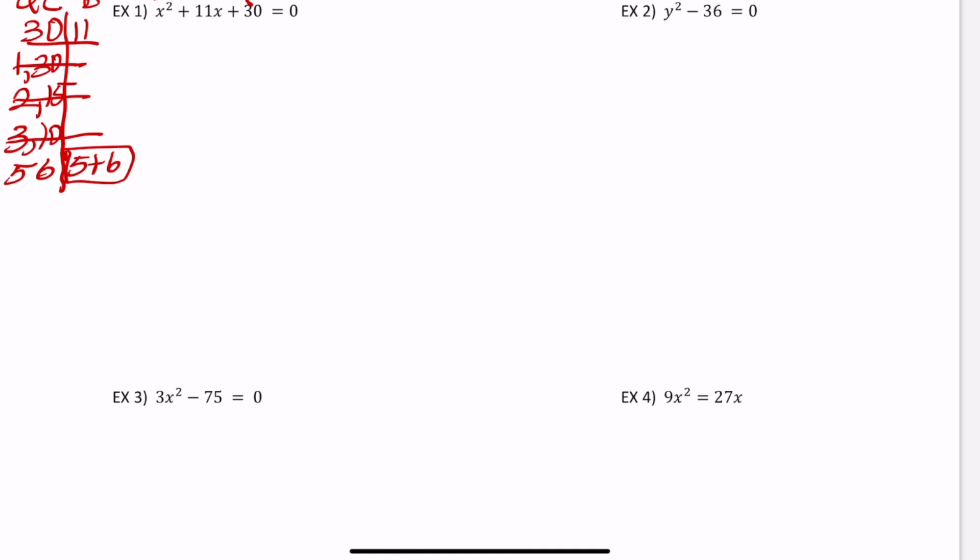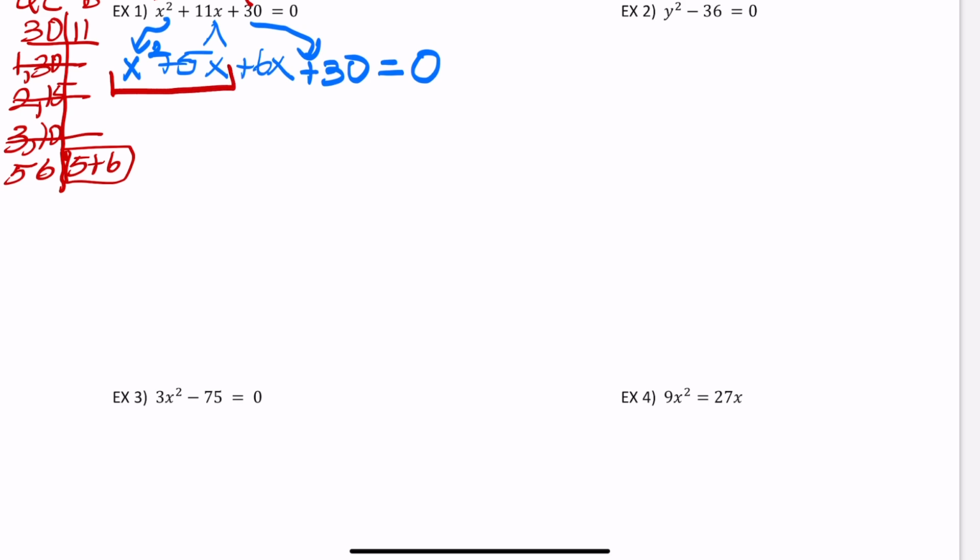I'm going to use that 5 and that 6 to split 11x up into two terms, positive 5x and positive 6x. Then from there, I'm going to bring down the last term, which is positive 30, and the first term, which is x squared. Now I have a 4-term polynomial. Don't forget it's equal to 0. We're going to use grouping to factor this 4-term polynomial.